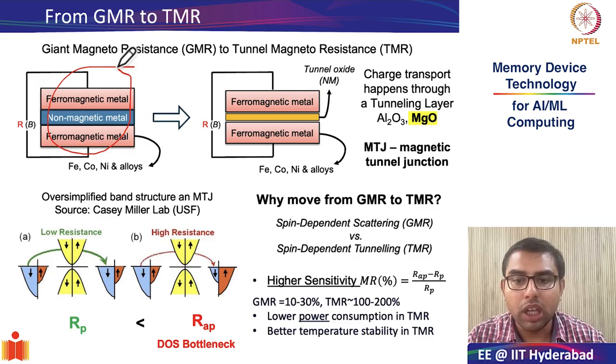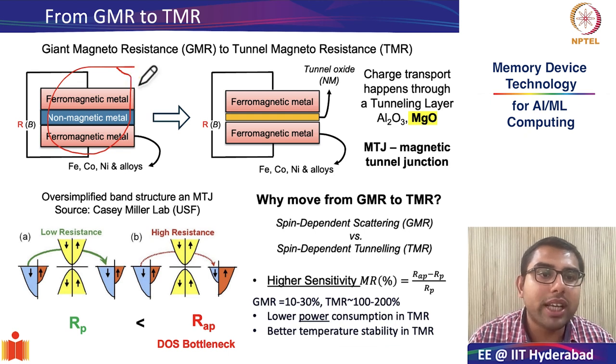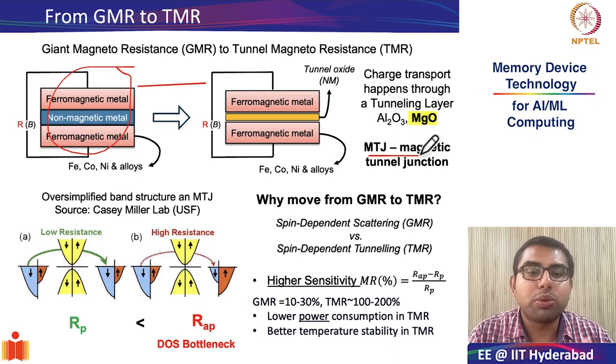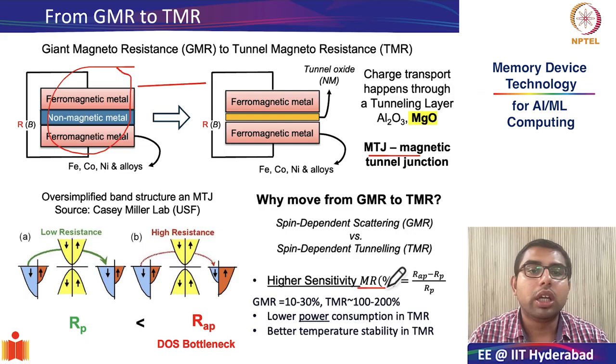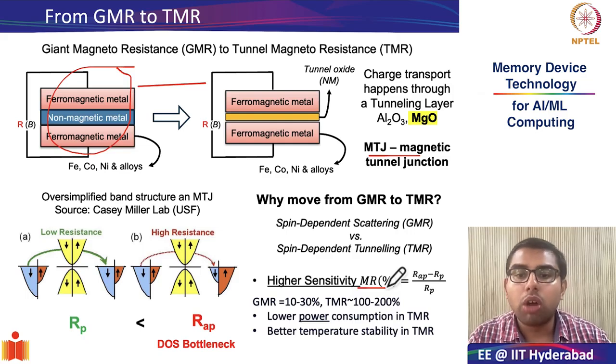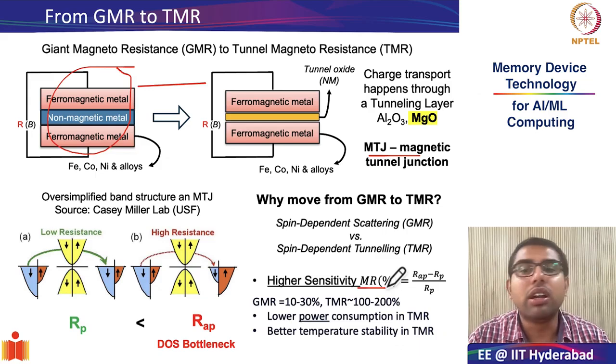So furthermore, we also saw there was a need to move from GMR based devices to magnetic tunnel junctions, MTJs, and this was because the magnetoresistance percentage sensitivity in the case of GMR devices was much lower compared to TMR devices. And these magnetic tunnel junctions are at the heart of all magnetic storage technology and also MRAMs. So it is very important to understand these MTJ devices.